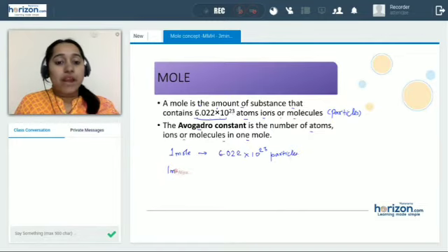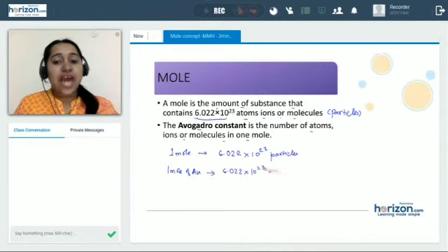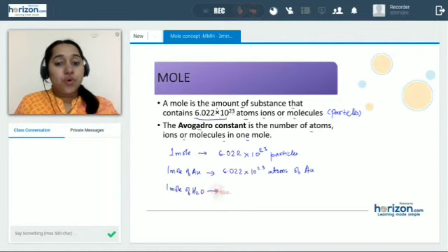Or 1 mole of gold will have 6.022 times 10 to the power 23 atoms of gold. Similarly, 1 mole of water, H2O, will have 6.022 times 10 to the power 23 molecules of water.